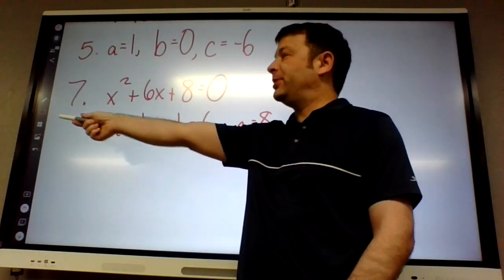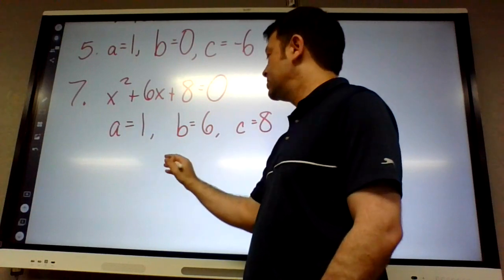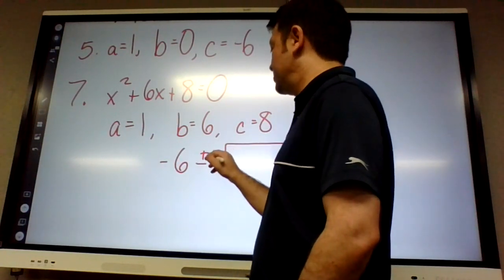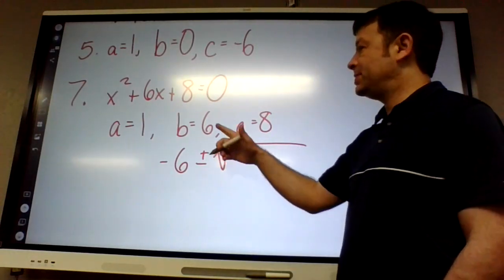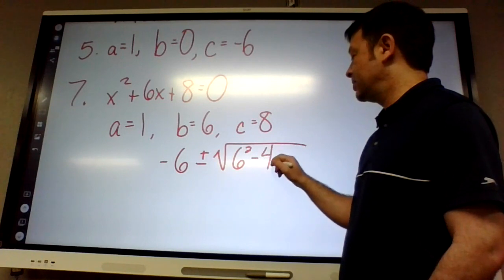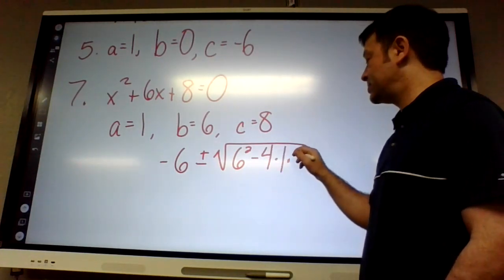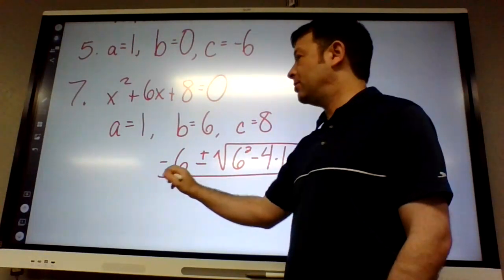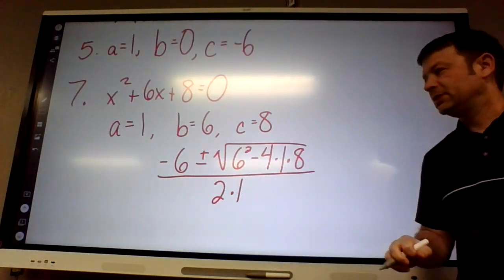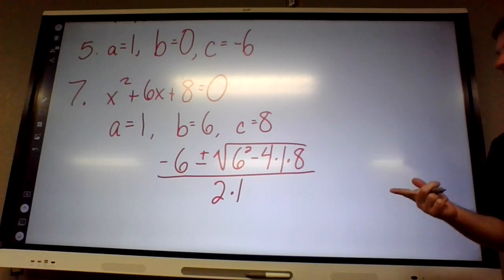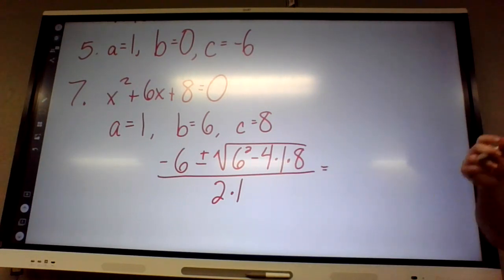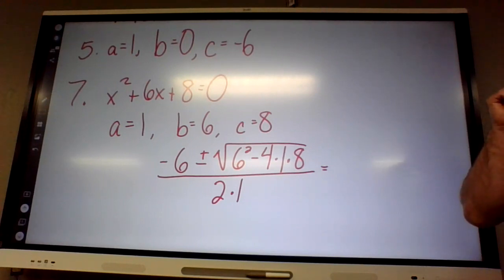Now we're gonna plug it in to the quadratic formula. So starting with negative b, so negative 6 plus or minus the square root of b squared, so 6 squared, minus 4 times A times C all over 2 times A. And as soon as we simplify that, that's the answers. How many answers is this going to give us?